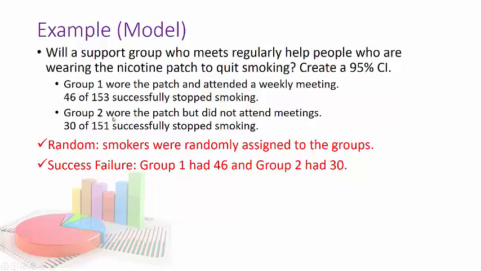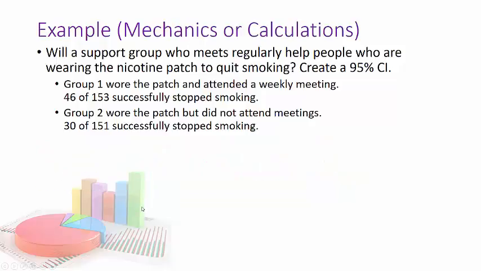You want to make sure that the person grading your work knows that you know the number of successes and failures. Independence. It's pretty reasonable to assume they were independent, especially since they were randomly assigned. Okay, now to the math, the mechanics. So let's go ahead and calculate the proportion for group 1. That's just going to be 46 of 143. That's a typo. And that's supposed to be 143.